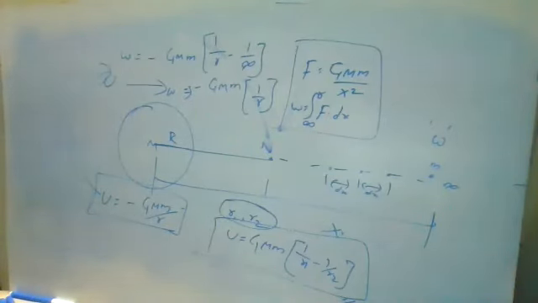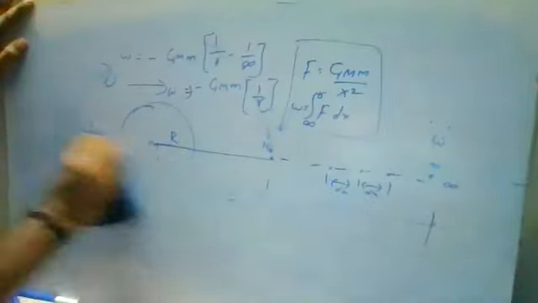Next heading is gravitational potential. In this gravitational potential, the symbol is V. V is equal to W by m. V is equal to work done by mass, gravitational potential.